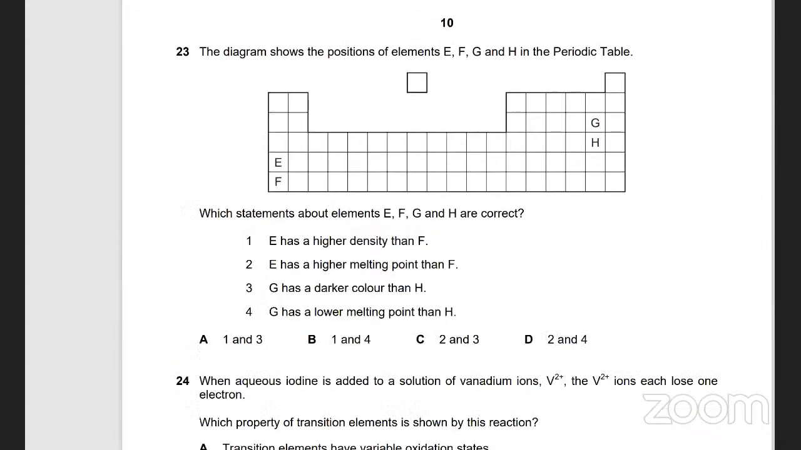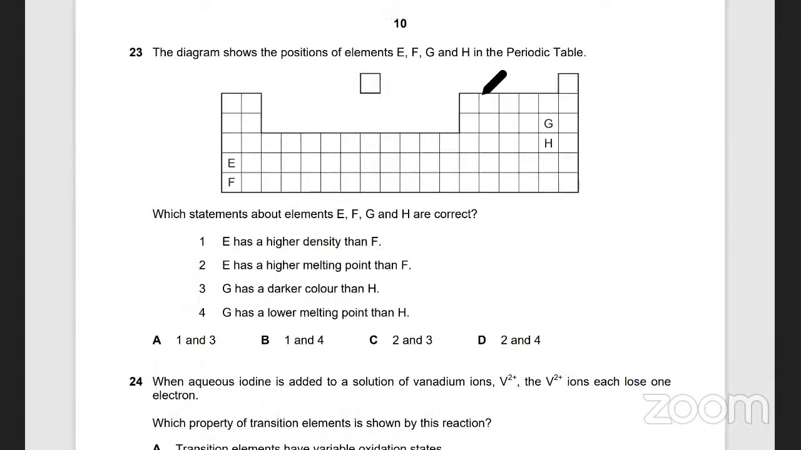That's the next one. You've got the diagram shows the position of elements. So which statement about the elements E, F, G, and H is correct? E has a higher density than F. Now the group 1 में क्या होता है? Density को क्या होता है? Increases.